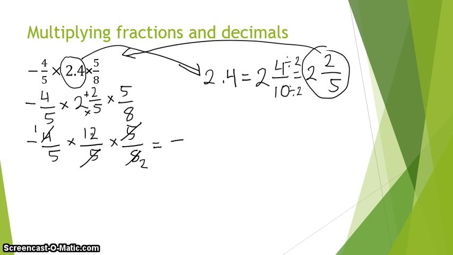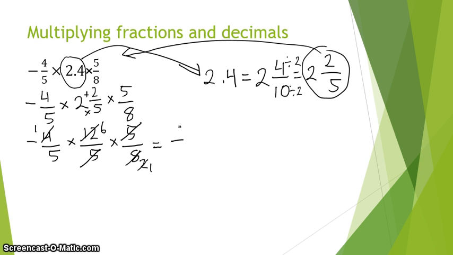And then I can also work with 12 and 2 because 12 is an even number, so is 2. I can divide both of them by 2 again. So 12 divided by 2 will give me 6. 2 divided by 2 will give me 1. Now I can go ahead and multiply across and watch how easy this is going to be.